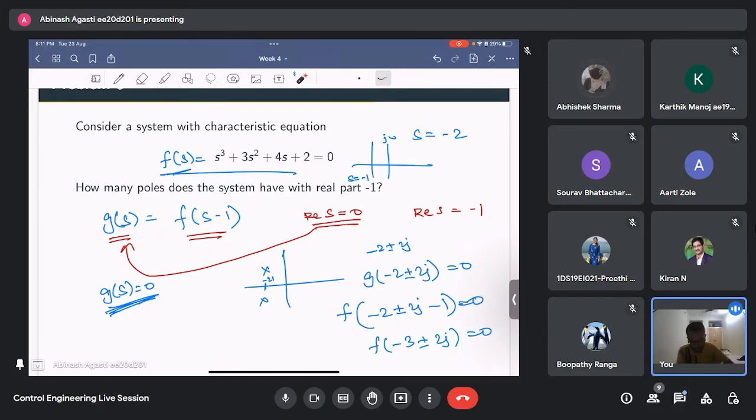Yes. So now what I am saying is I am defining a g of s. I'll just solve with this one. So I have g of s is equal to f of s minus 1. So I'll put it (s minus 1) whole cube plus 3 (s minus 1) whole square plus 4 (s minus 1) plus 2. Okay, so this I have s cube plus s.